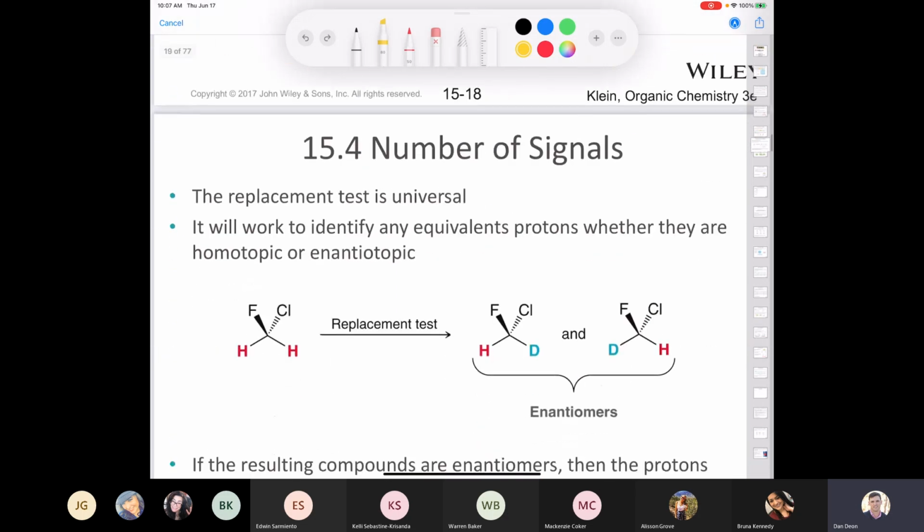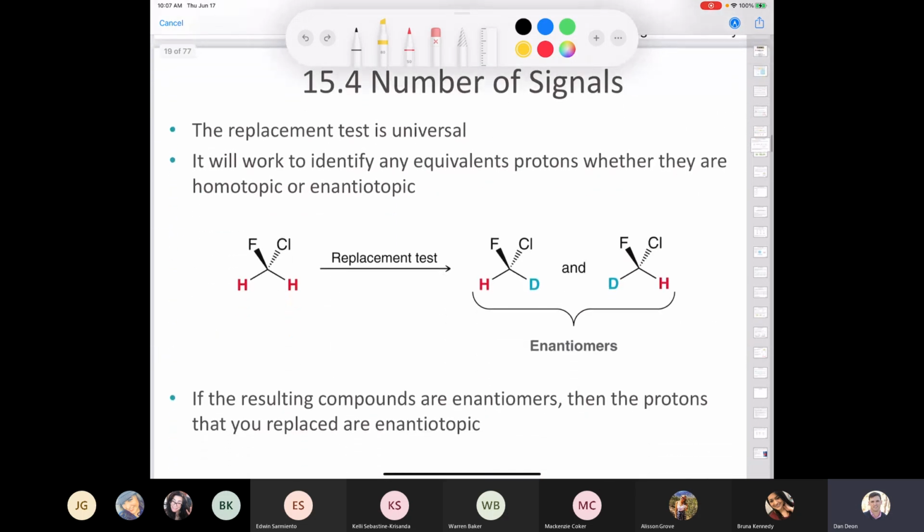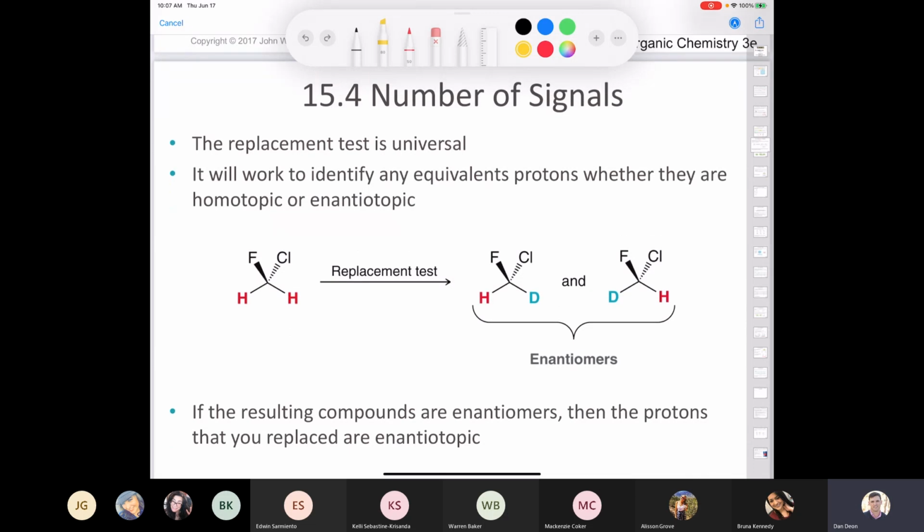Even if you don't follow me all the way, there is a quick test that you can do to determine whether protons are enantiotopic or not. It's the same old replacement test, okay? You do it again. You replace one proton with a deuterium, and then you replace the other proton with a deuterium. Again, it doesn't have to be deuterium, but a deuterium will work, okay? So if you can't see that axis, all you have to do is do the replacement test. And if you end up with two compounds that are enantiomers, then they're enantiotopic, okay?